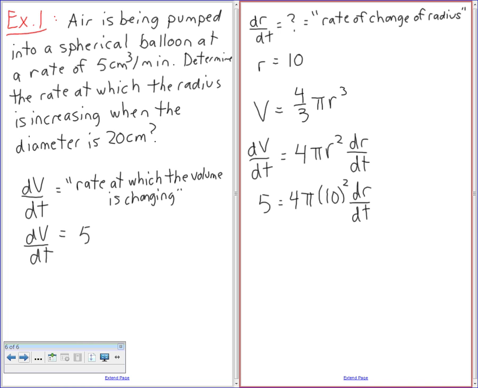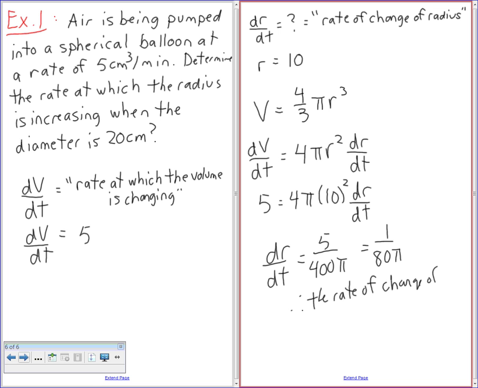So that should turn into dr by dt equals 5 over what? I want to call that 400 pi, which is 1 over 85. I'm going to slow down, and I'm going to give you guys a chance to ask questions here before I continue, all right?